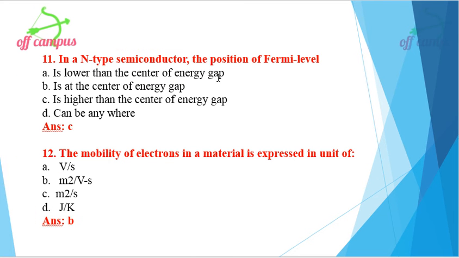In an n-type semiconductor, what will be the position of the Fermi level? It is higher than the center of the energy gap. Option C, higher than the center of the energy gap.